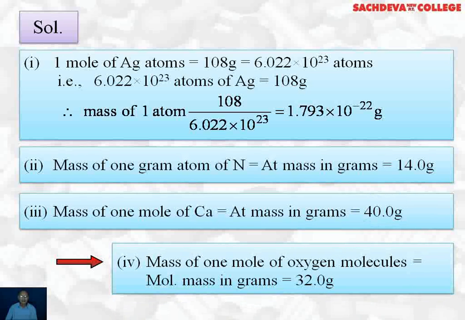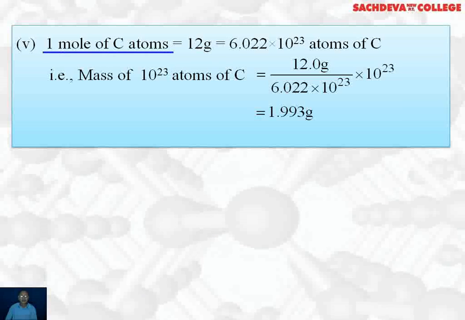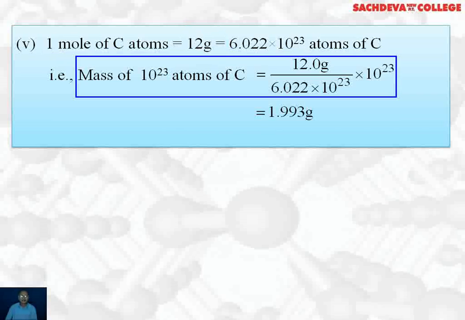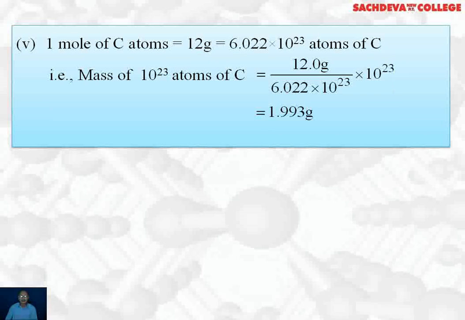The mass of 1 mole of oxygen molecules will be the molar mass or molecular mass in grams, that is 32 grams. 1 mole of carbon atoms is equal to 12 grams and contains 6.022 × 10^23 atoms of carbon. We want to find the mass of 10^23 atoms of carbon, which is equal to 12 gram divided by 6.022 × 10^23, times 10^23, which will get cancelled. So our correct answer comes out to be 1.993 grams.